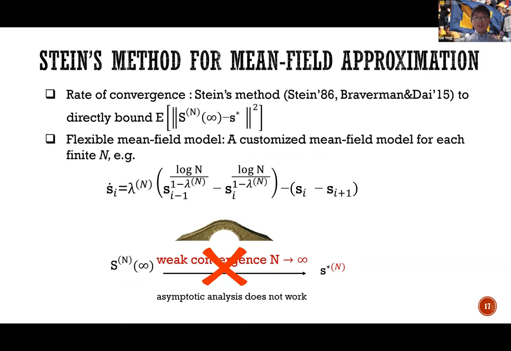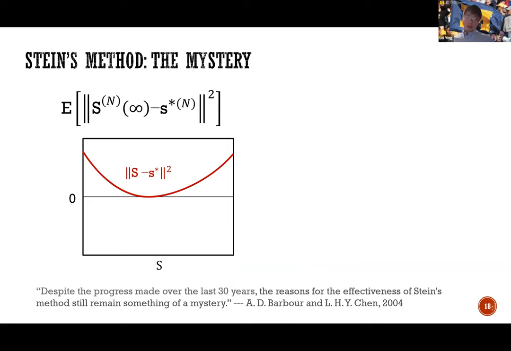Okay, so now let's get into more detail. How do we directly bound the steady state versus the limit, right? And how does Stein's method work? It's a really, really interesting idea. Okay, so let me start with this question.